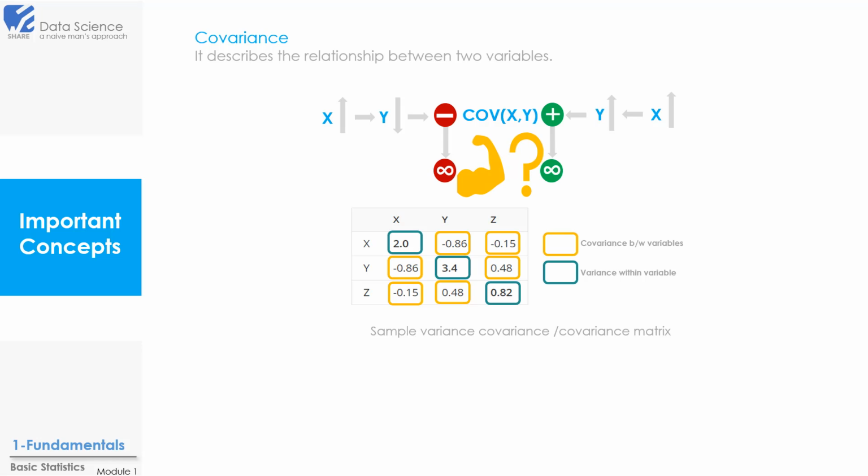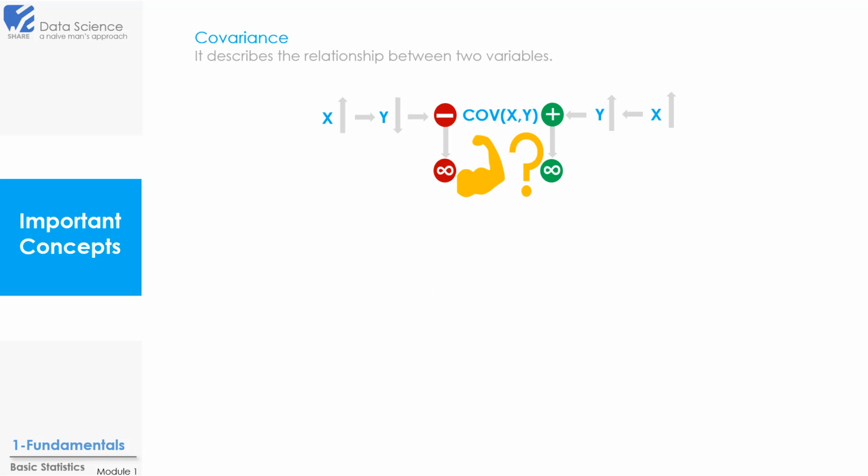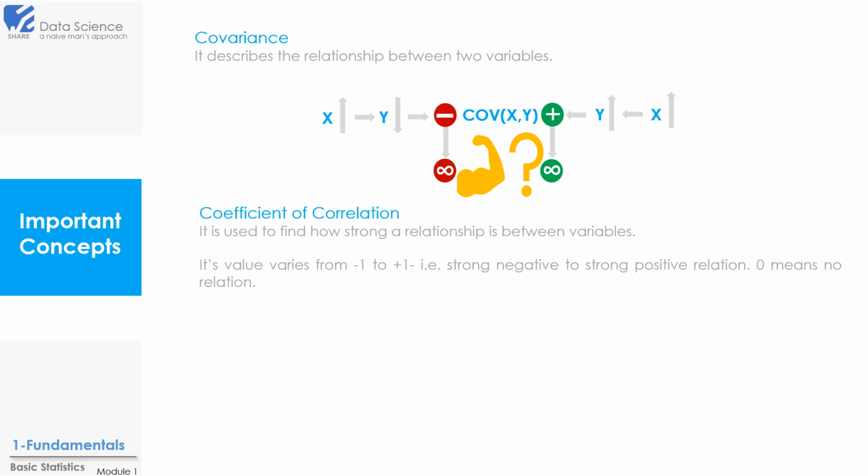Now once we know that the relationship between variables is positive or negative, then the next question is how strong the relationship is. So to know the strength of the relationship, we use something called coefficient of correlation. Coefficient of correlation is used to find how strong a relationship is between two variables. Its value varies from minus 1 to plus 1, that is strongly negative to strongly positive, and the value of 0 means no relation at all.